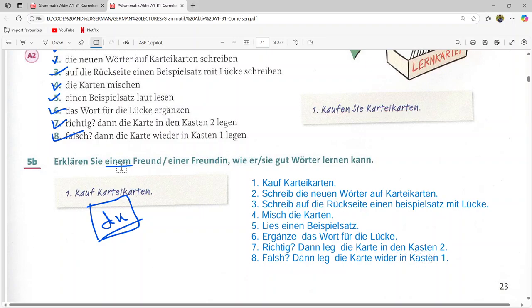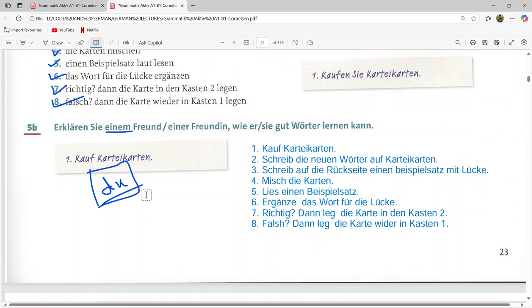Okay, so in this way this chapter is finished. In the next lecture we will be solving the next task.